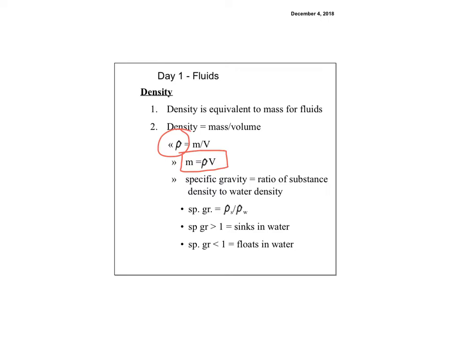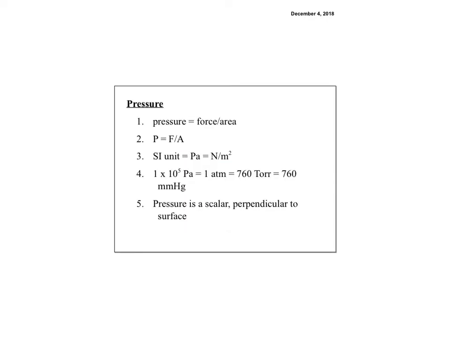Specific gravity is the ratio of the substance density to water density. So it's just a way to compare it to water. If the specific gravity is greater than 1, it sinks, and if it's less than 1, it floats. So if you know the specific gravity is 0.75, you know that the density of the substance is 75% of water, so it'd be 750 grams per milliliter instead of the 1,000 that we normally see for water.